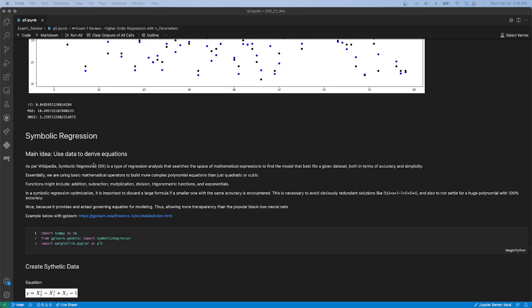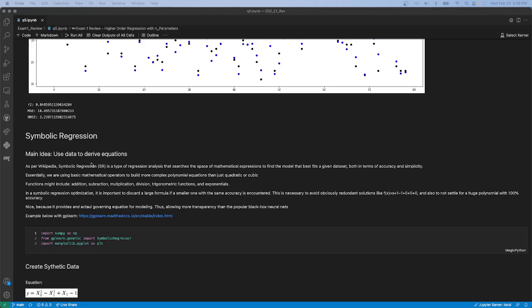So that kind of covers quadratic and cubic. Hopefully this will be helpful to you. You can implement it in the exam, in some way, hopefully. And the final thing I want to touch on is symbolic regression.